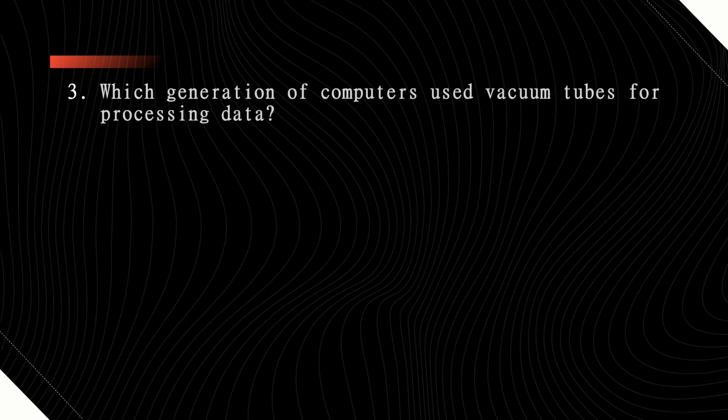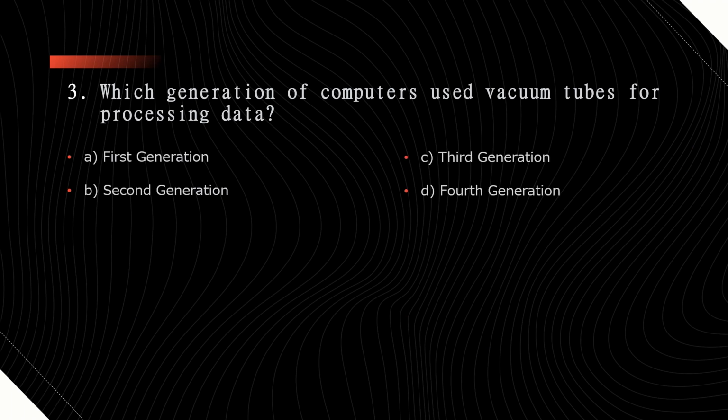Which generation of computers used vacuum tubes for processing data? Options: A. First generation, B. Second generation, C. Third generation, D. Fourth generation. Answer: A. First generation. The first generation of computers, which emerged in the 1940s and 1950s, used vacuum tubes for processing data.